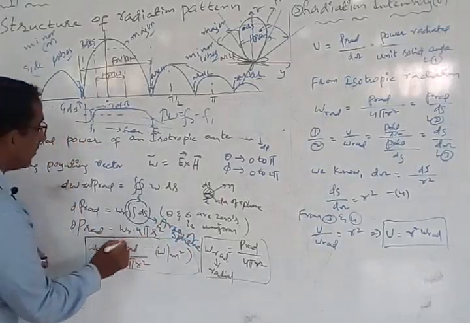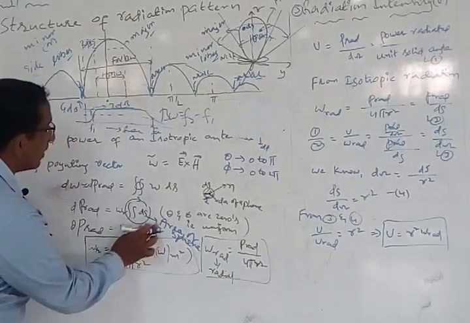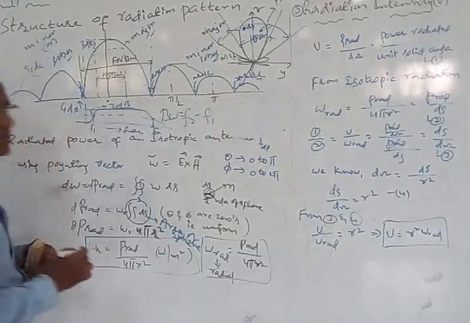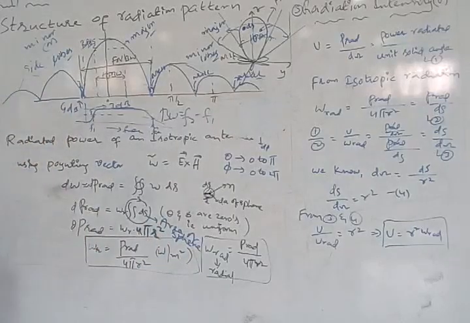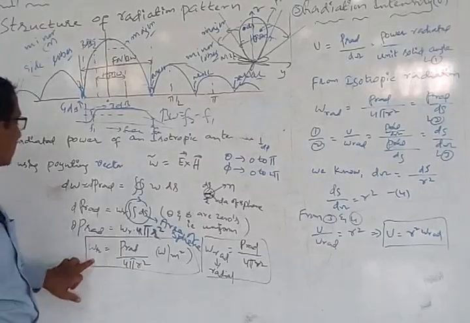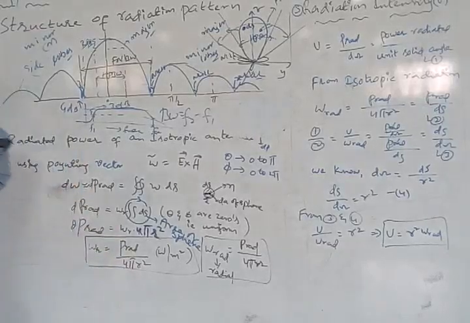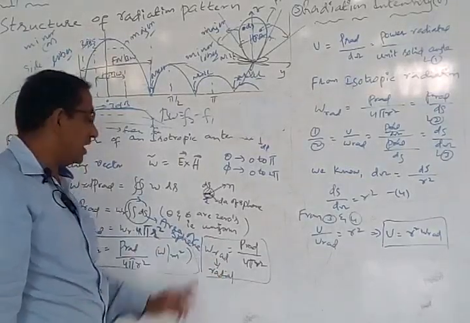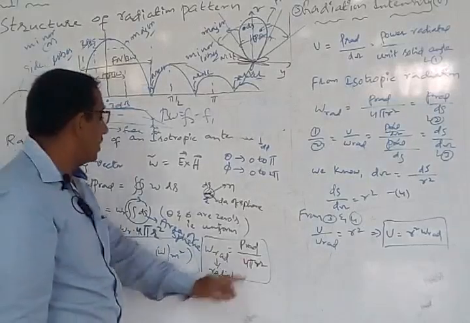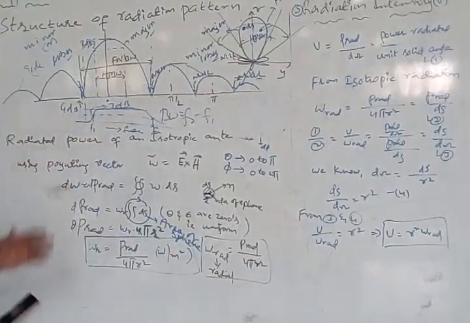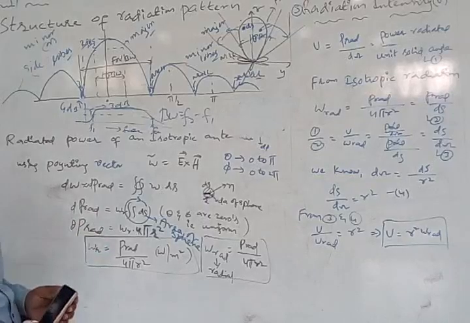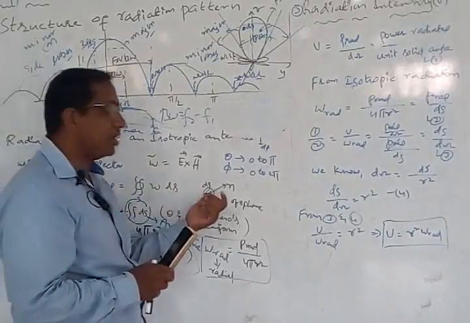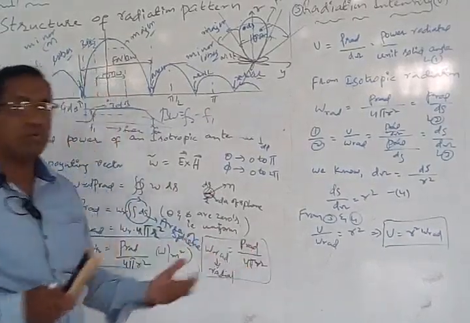What is the area of the sphere formula? It is 4 pi r square. 4 pi r square is the general formula for the area of the sphere. So we normally represent it like this. Therefore I can write this WR is equal to power radiated by 4 pi r square. So this WR, the radial power, is equal to the differential power radiated by 4 pi r square. Differential power means, if you are sticking to only differential power, I simply call this power radiated by 4 pi r square.